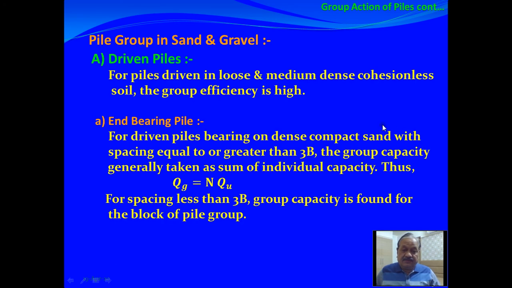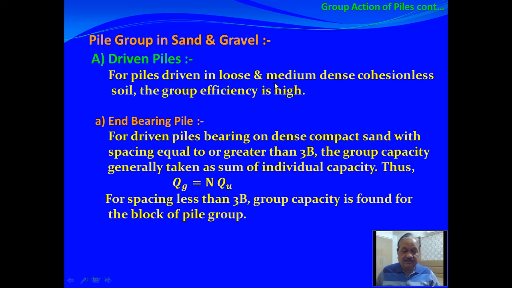In this way, the efficiency of a group is determined. Now let us see how load carrying capacity is determined when the pile group is installed into the sand and gravel. Now, the first part is for the driven piles.